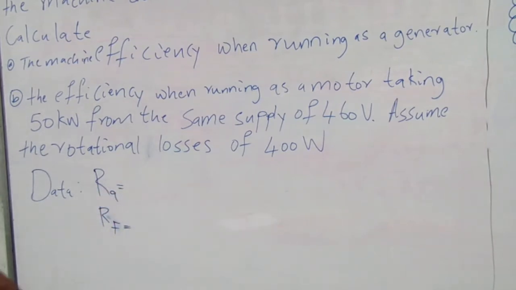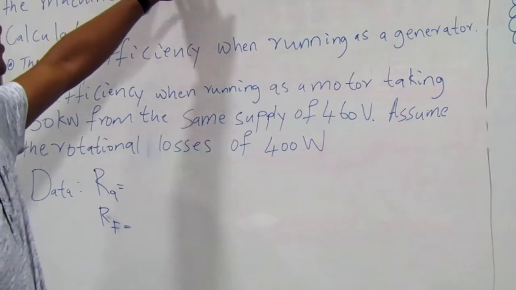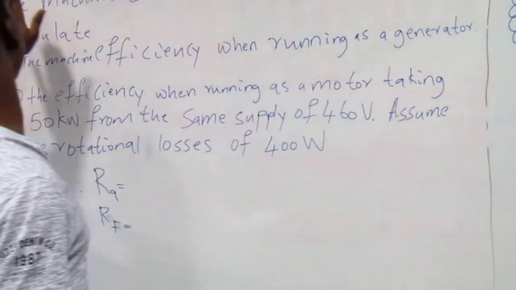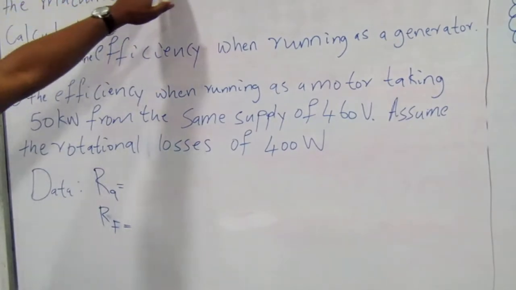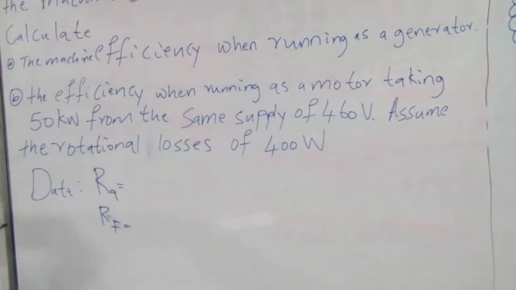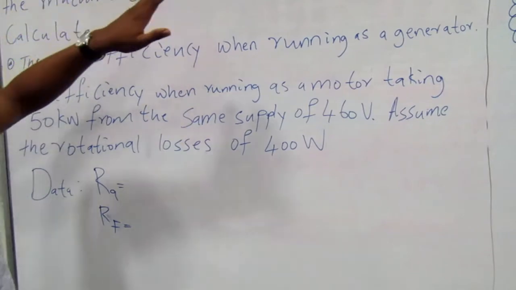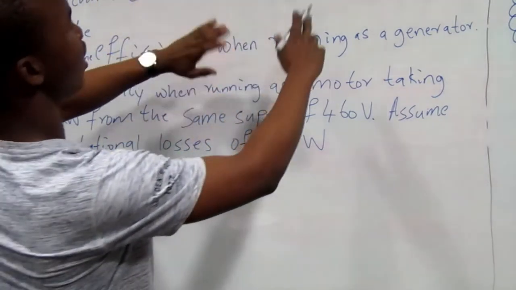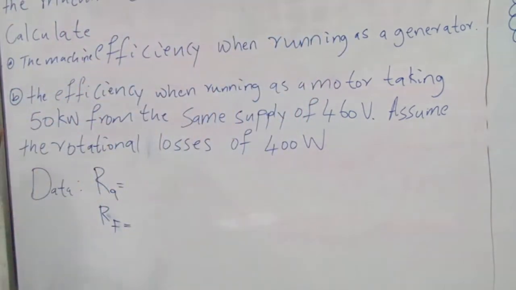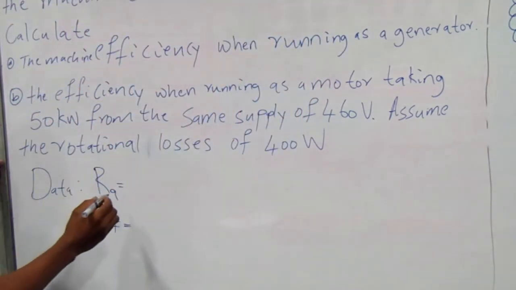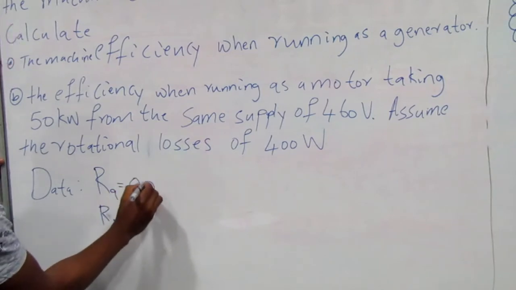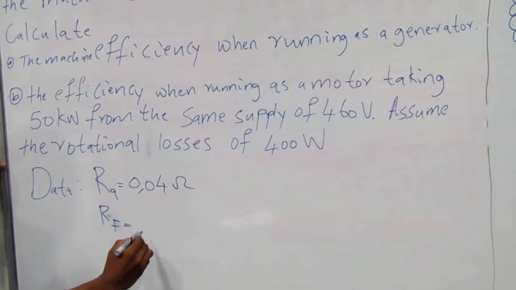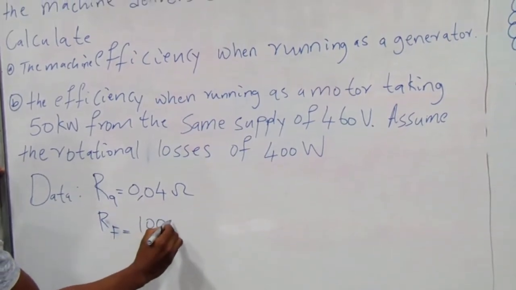Where is our armature? They say the machine has armature and field resistance of 0.04 and 100 ohm respectively. It means these numbers are given according to the armature and field resistance. The armature resistance here is 0.04 ohm. The field resistance is 100 ohm.